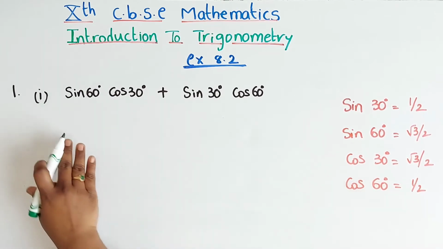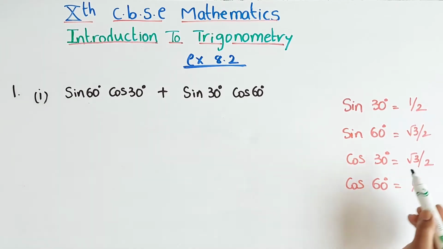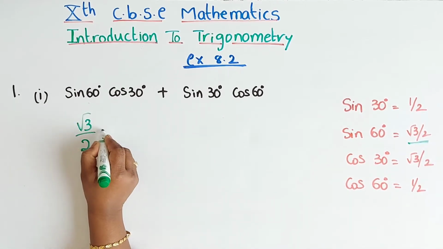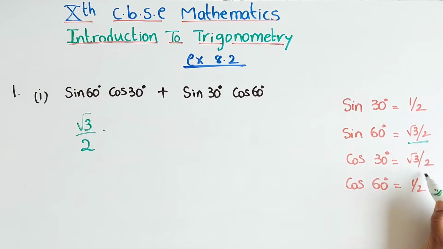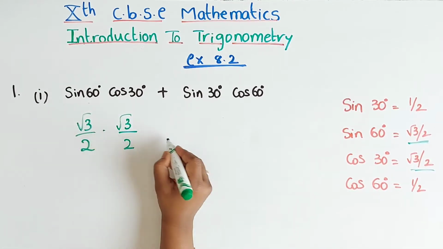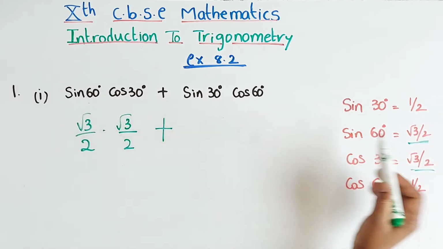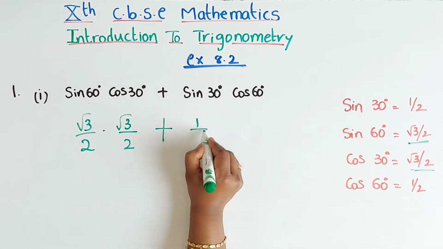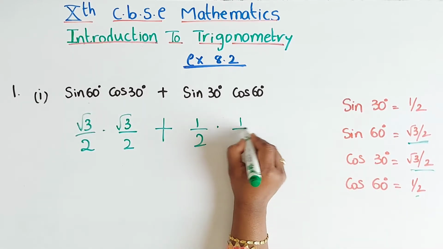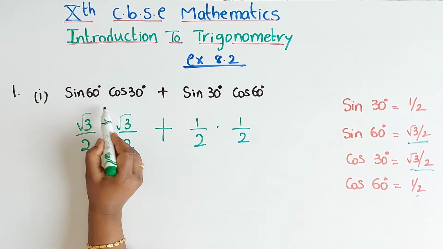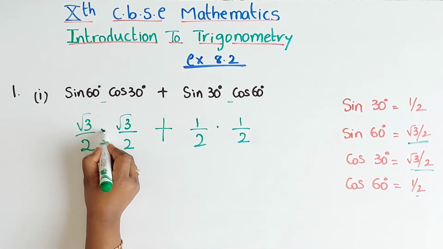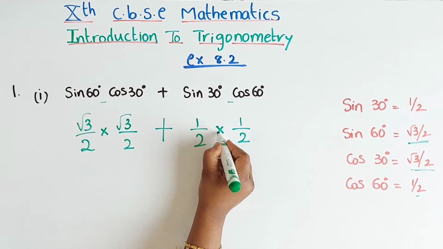Let's substitute the values here. Sin 60 is root 3 by 2 and cos 30 is root 3 by 2 here, plus sin 30, how much? 1 by 2, into cos 60, how much? 1 by 2 again. Here nothing is there means multiplication, children. So here I am putting the multiplication symbol.